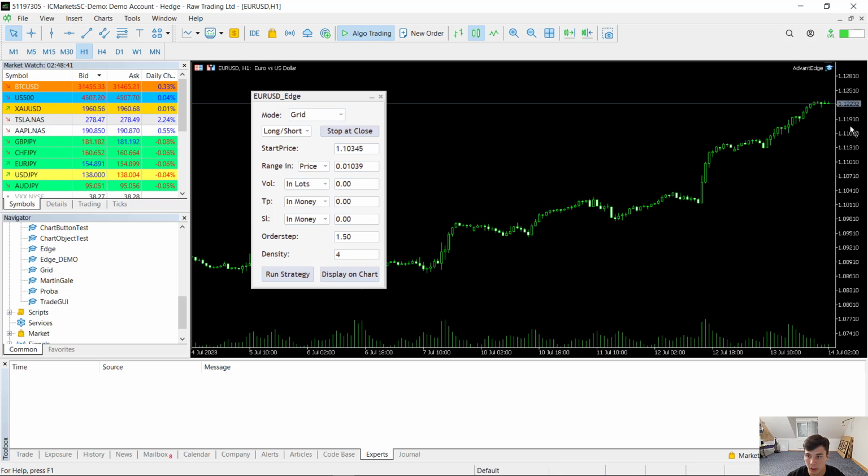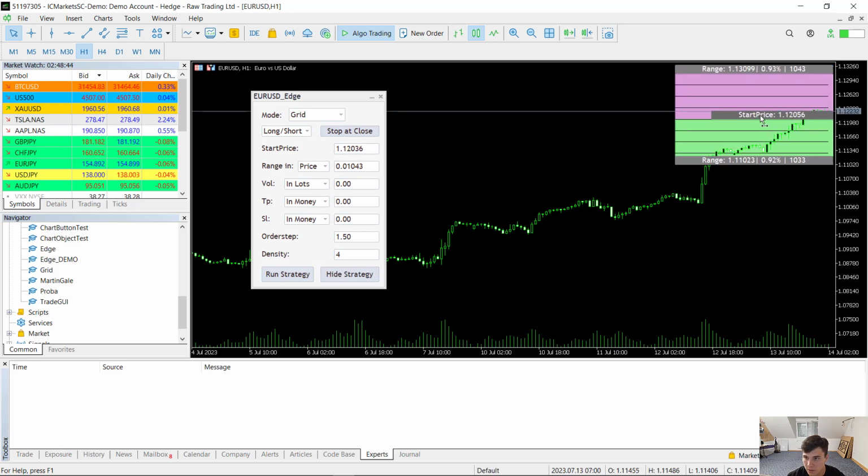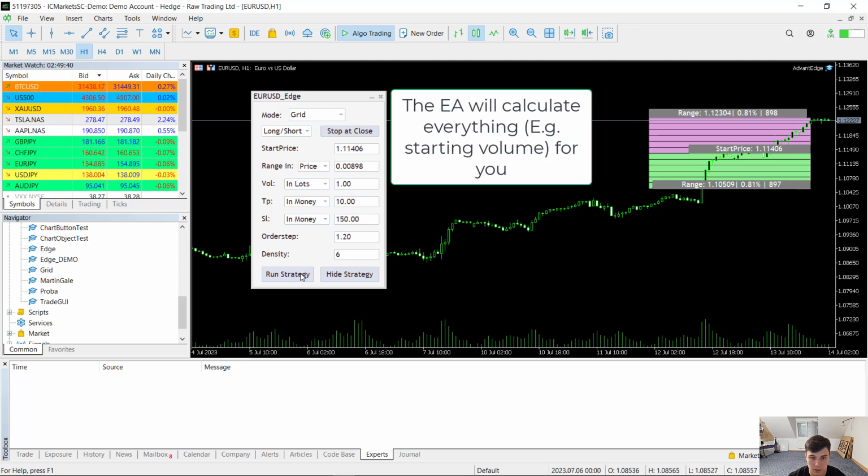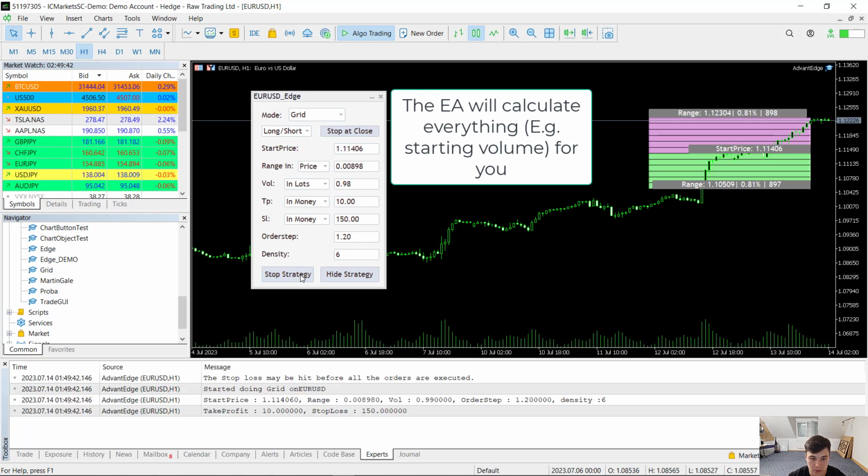So let's create a strategy. First, I'm going to display the strategy on the chart. I'm going to go long and short right here. I want density to be 6. I want the order step to be 1.2. My recommendations are that the density is between 4 and 8, and the order step is between 1 and 1.5 or 2. I want to use 1 lot. I want my take profit to be $10, and I want my stop loss to be $150. So let's click run the strategy.